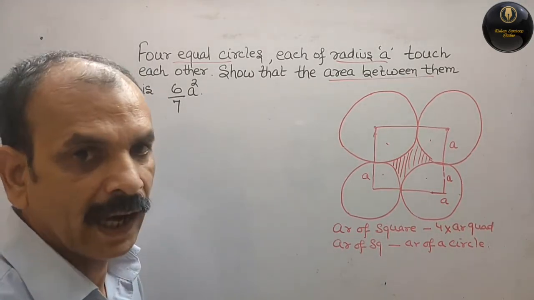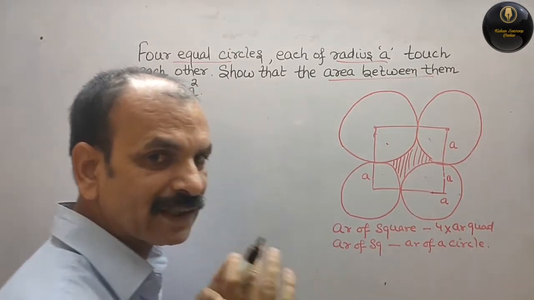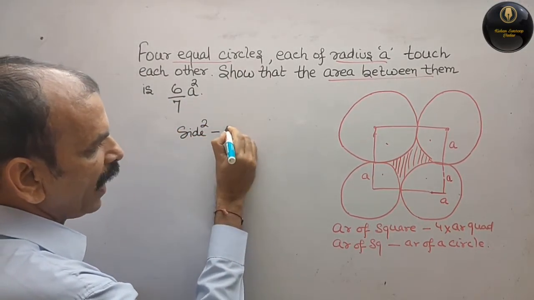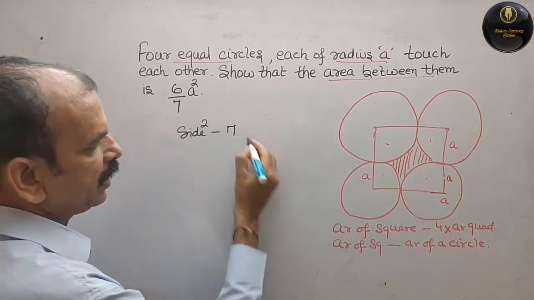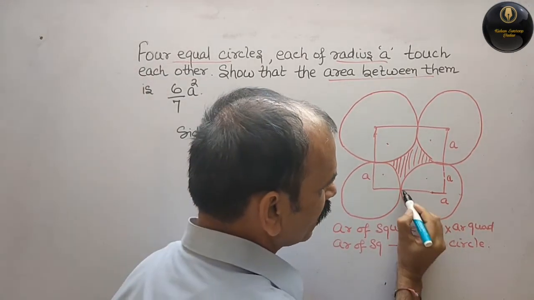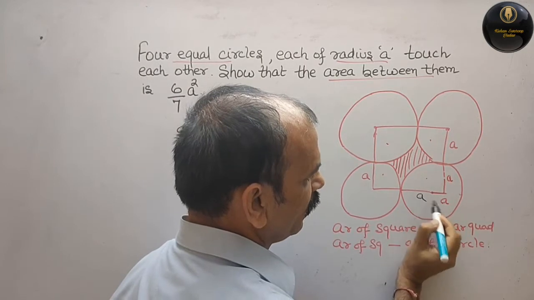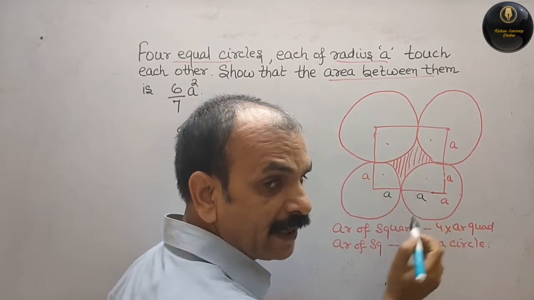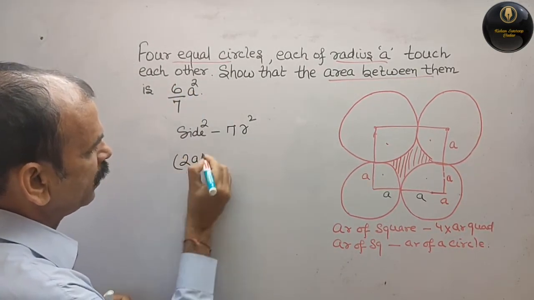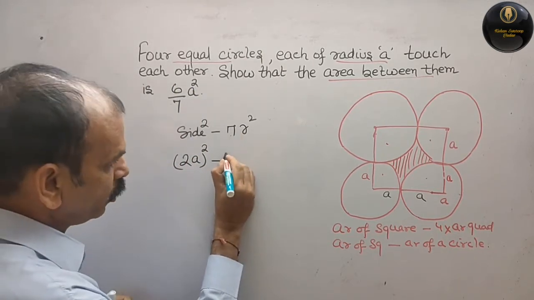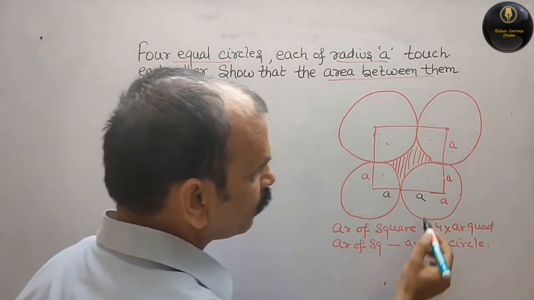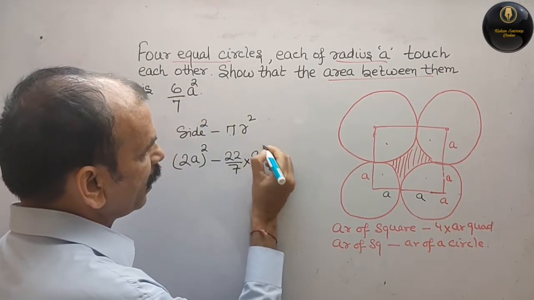तो एरिया ऑफ अ स्क्वायर आप देखोगे दैट इज योर साइड स्क्वायर. साइड स्क्वायर माइनस पाई, एरिया ऑफ अ सर्कल इज पाई आर स्क्वायर. Now what is the side? देखो साइड देखो कितना है. Here to here it is a and again a here. So that means side is 2a. So we will write here 2a whole square minus pi is 22 by 7. And what is your r? R you can see it's a. So here it will come as a square.